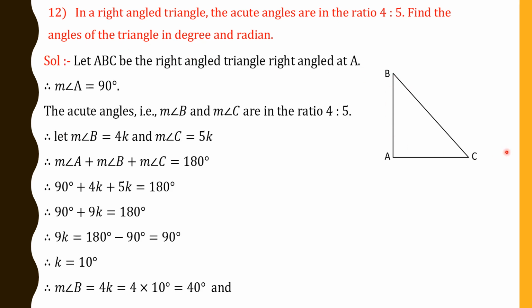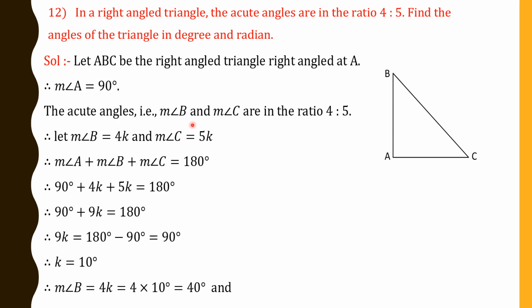Here is right angle triangle. Right angle at A means measure of angle A equal to 90 degree. And B and C are acute angles. The ratio of B and C is given as 4:5. Solution. Let ABC be the right angle triangle, right angle at A. Therefore, measure of angle A equal to 90 degree. Here A is 90 degree.